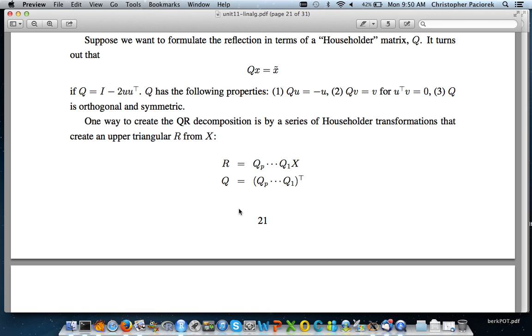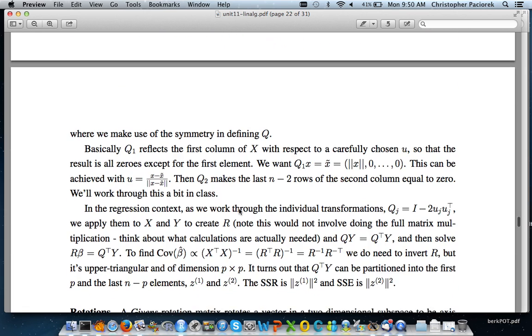As a result of having done this, I'm going to end up with QP minus 1 multiplied all the way down to Q1 times X. The result of that is going to give me my upper triangular matrix R. And if I want to figure out the Q matrix that results from multiplying all these orthogonal matrices together, that's still going to give me an orthogonal matrix. So I can just take the transpose of this, that's the inverse, and that gives me the actual Q matrix. Multiplying this by here gives me the identity, and by pre-multiplying by R, I'm going to have Q times R equal to X.